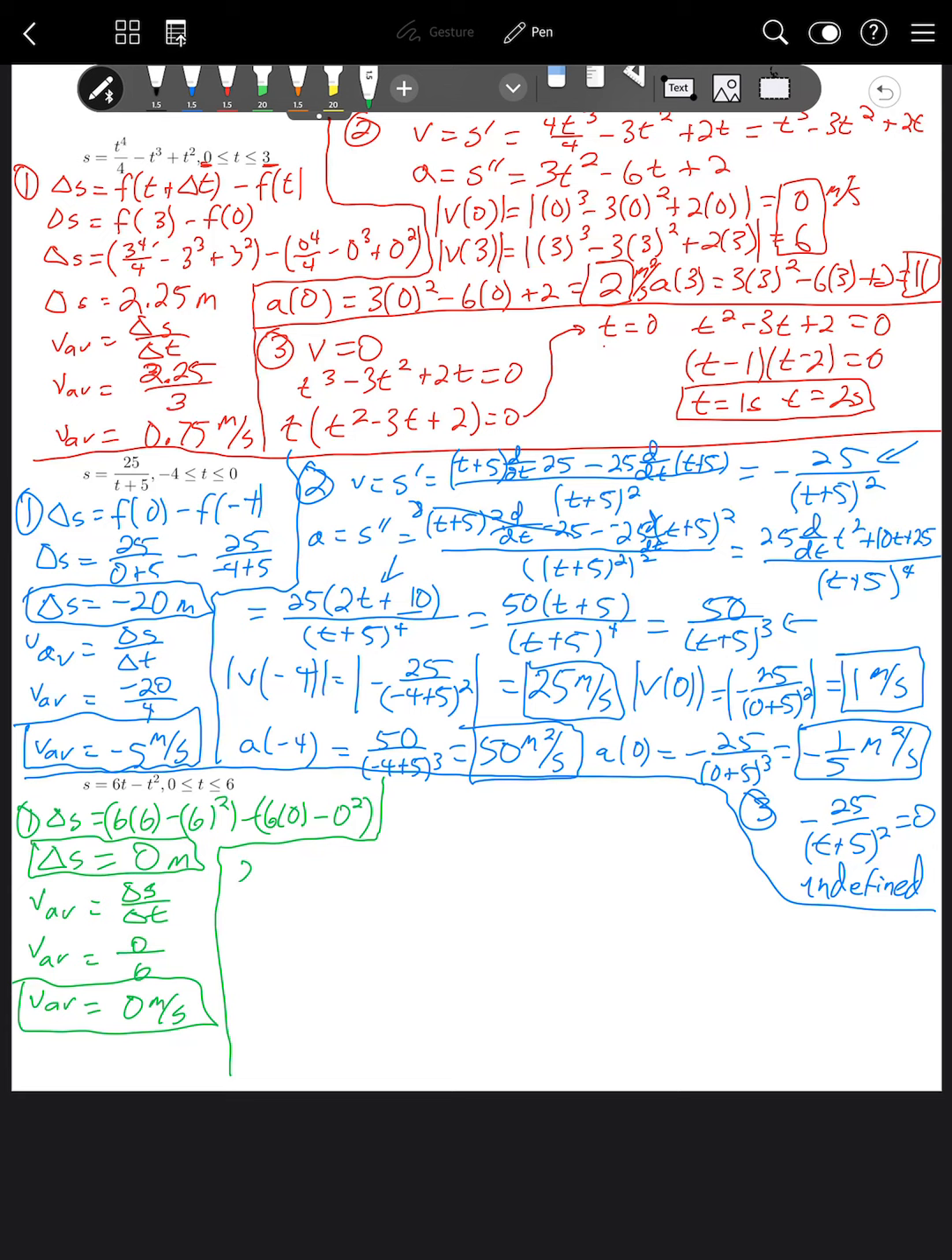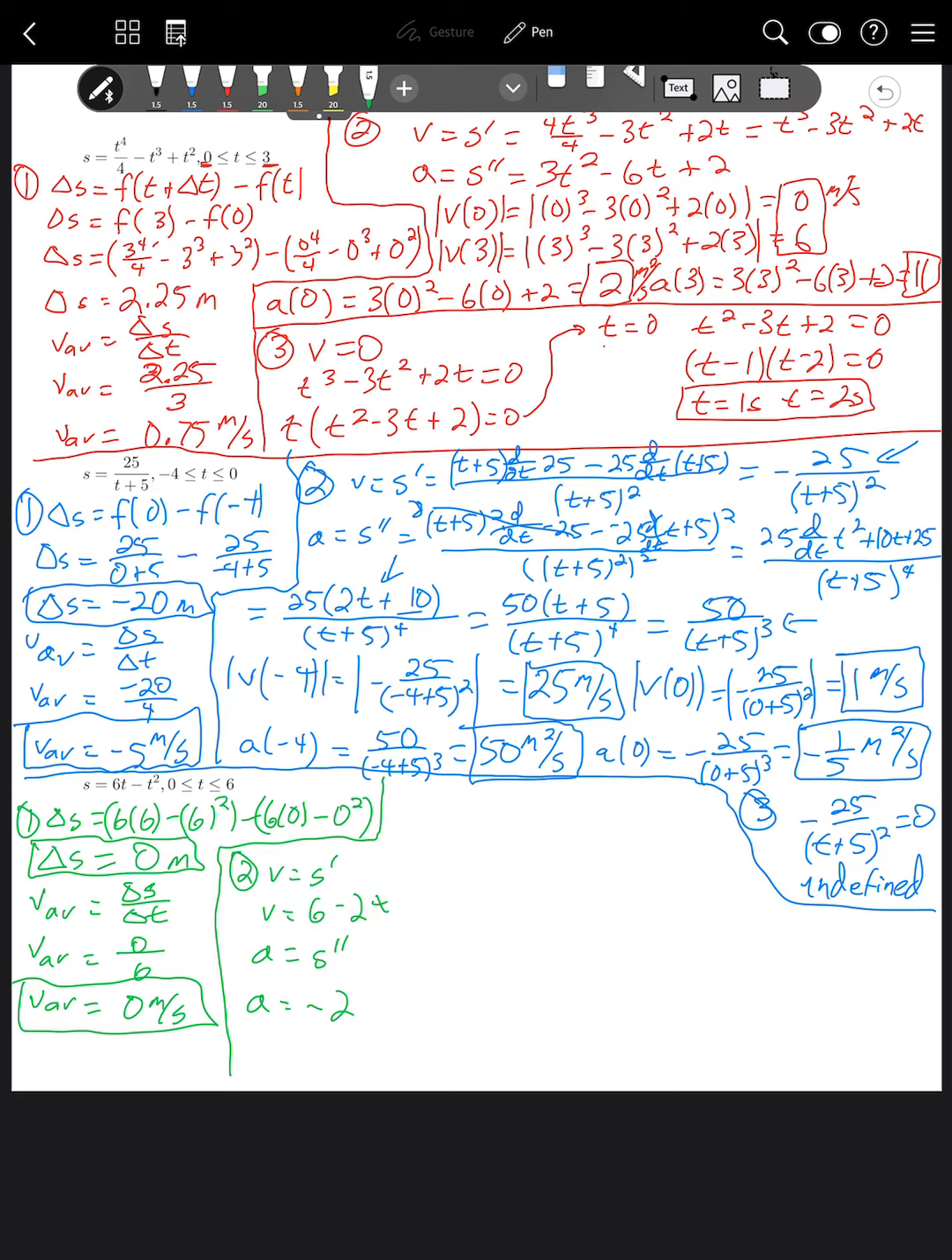Okay, so then for part 2, we want to start out by finding the derivative. So the velocity equals S prime. So in this case, the derivative of S would be 6 minus 2t. And the acceleration equals the second derivative of S. So the acceleration would be negative 2. So this has a constant acceleration to it.